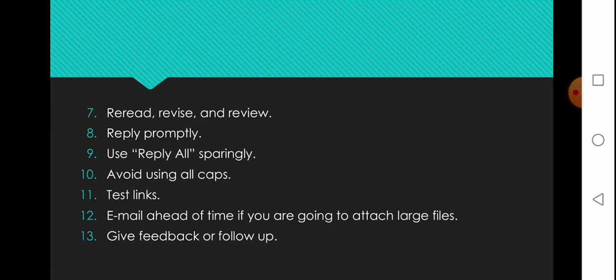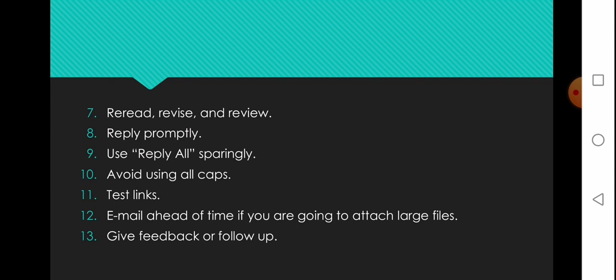Ninth, use reply all sparingly. Tenth, avoid using all caps. Capital letters are used on the internet to communicate emphatic emotion or yelling and are considered rude.